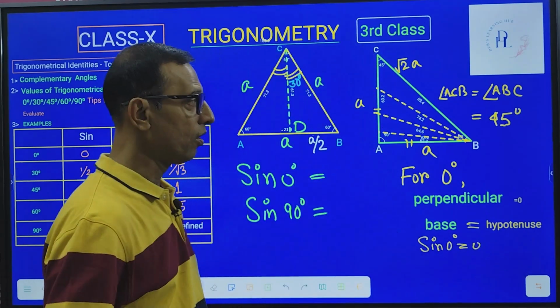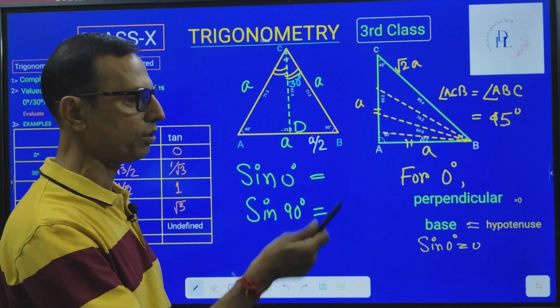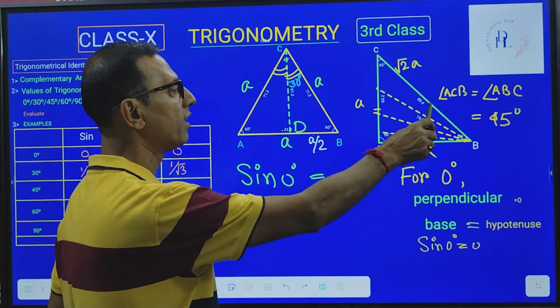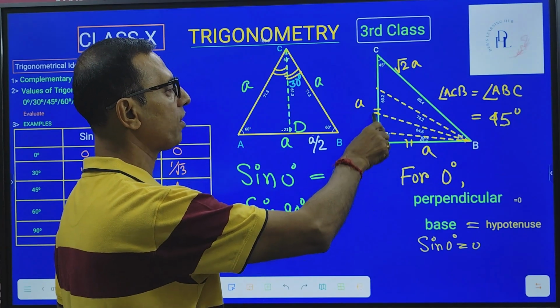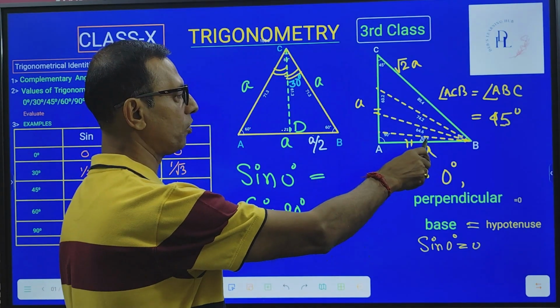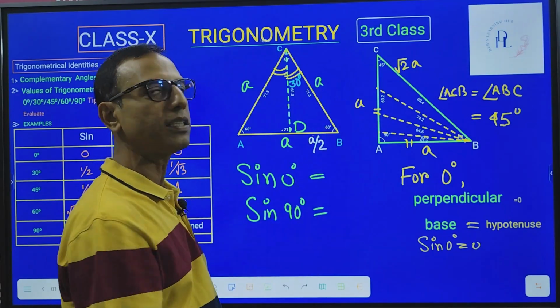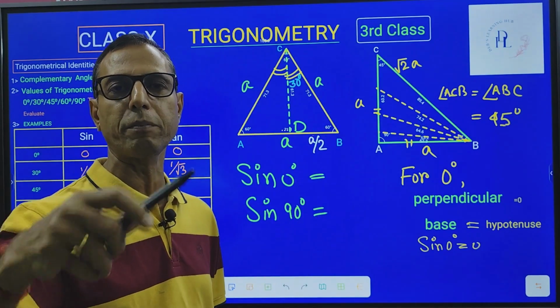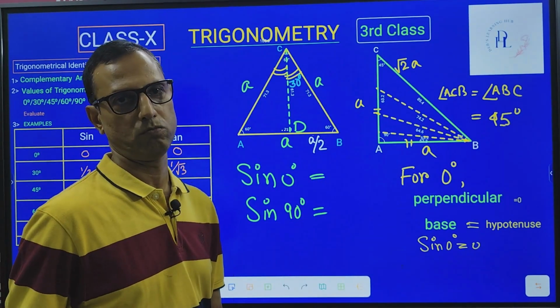So you understand the concept. When the angle between the base and the hypotenuse is gradually decreasing and trending towards 0, the length of the perpendicular is also diminishing. So finally, with respect to 0 degree, the perpendicular length will be 0. If the formula of sin theta equals perpendicular by hypotenuse, then when the length of the perpendicular is 0, the value of sin 0 degree is 0.